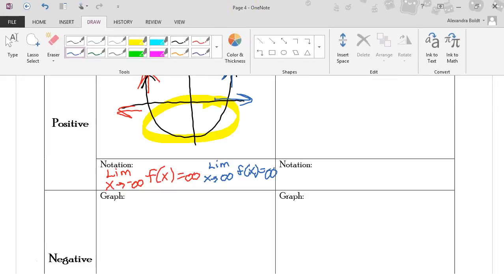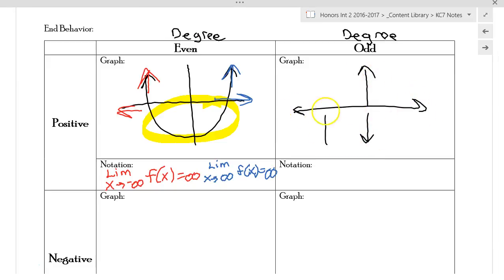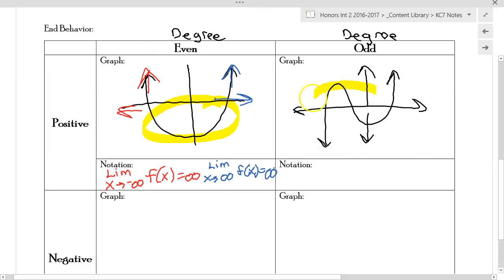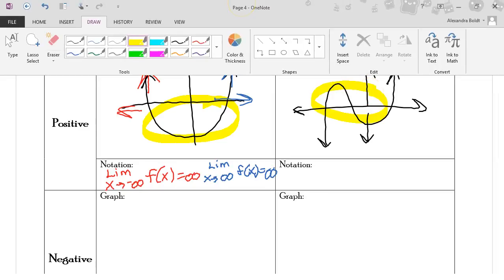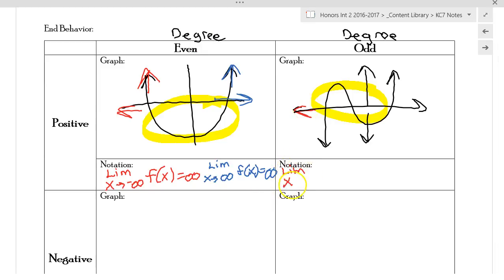So this is a positive but odd degree function. It will look something like this. And again, this middle part can do whatever. That middle part doesn't matter. It's just the ends that matter. So again, I'm going to start by going to the left. The limit as x approaches the left, which is negative infinity, of f of x, and then my graph is going down. So that's going to be negative infinity.